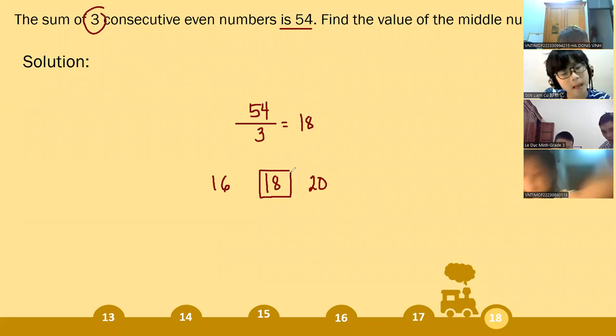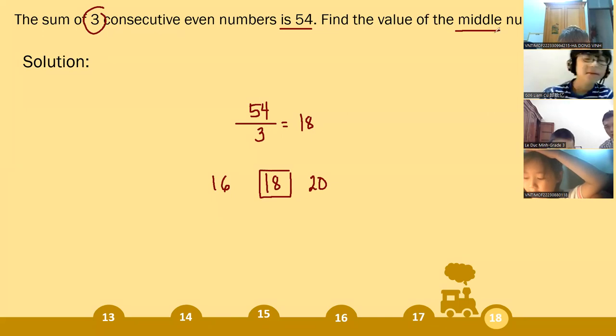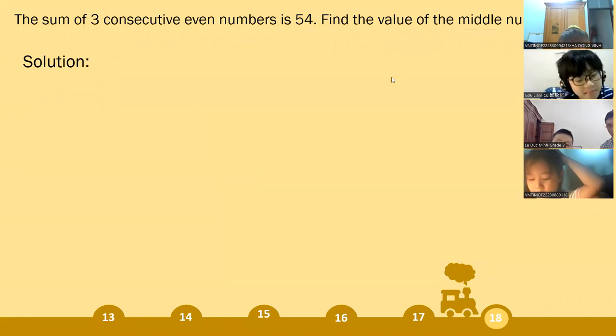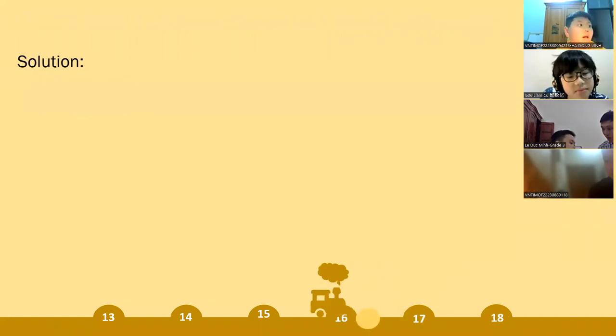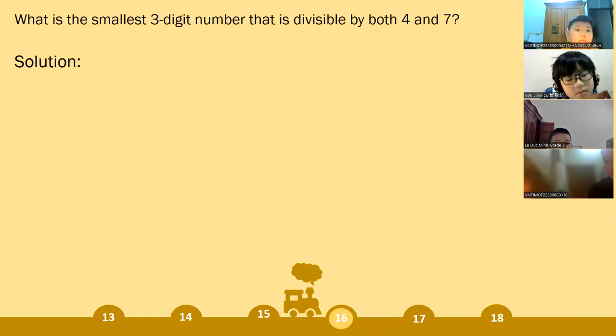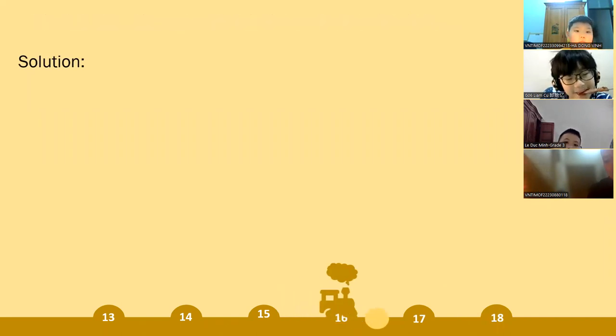Now, sometimes the problem will ask you to determine the largest number or the smallest number. But for this problem, you are asked for the middle number. Okay, let's continue. What's the answer for number 16? This is 93. Ah, no.